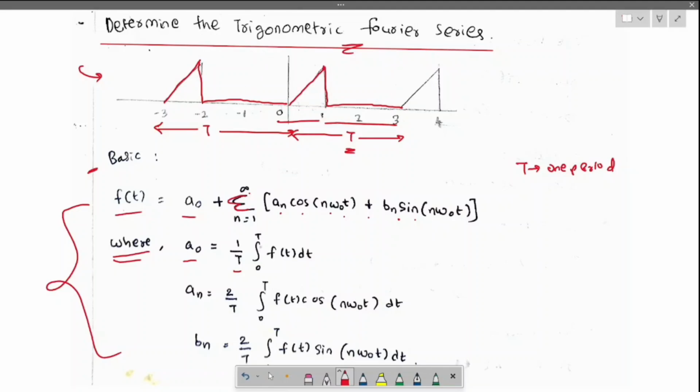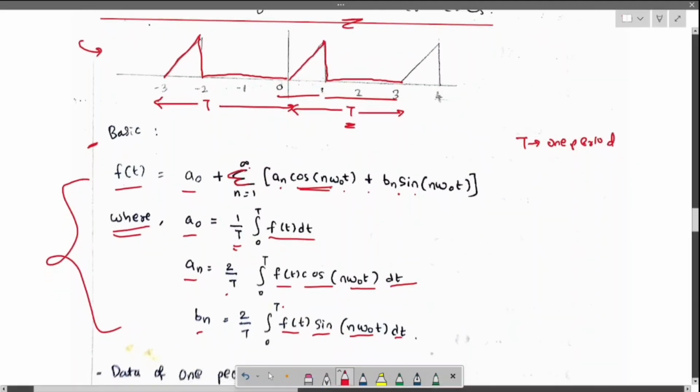Like 1 by T, integral 0 to T, f of t dt, where an, the coefficient of cos, is 2 by T, integral 0 to T, f of t cos n omega t dt. And bn is 2 by T, integral 0 to T, f of t sin n omega t dt. These are the basic formulas we need to note.